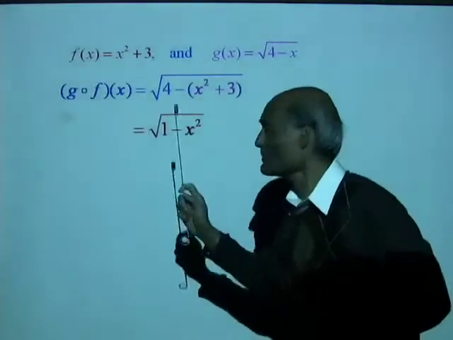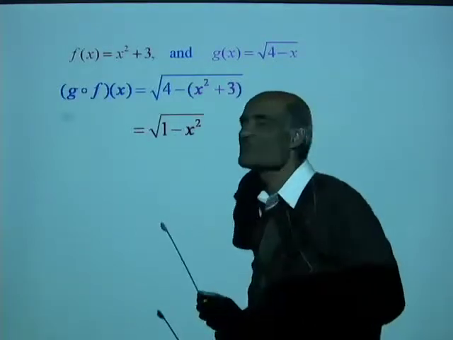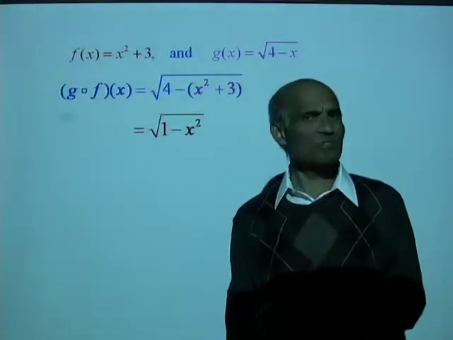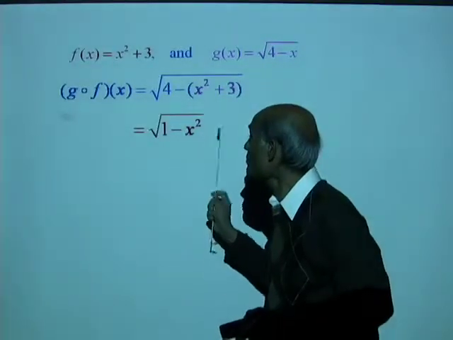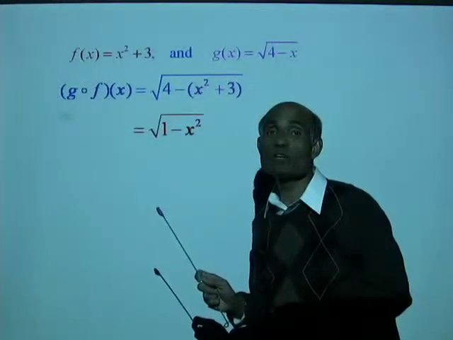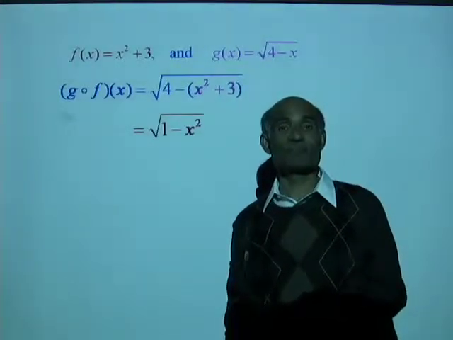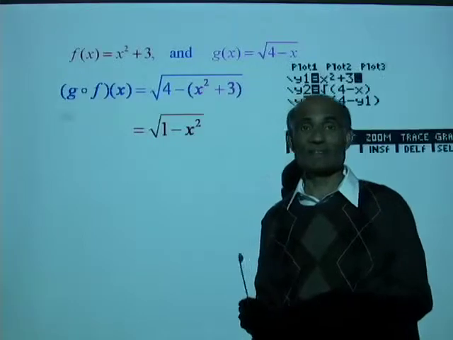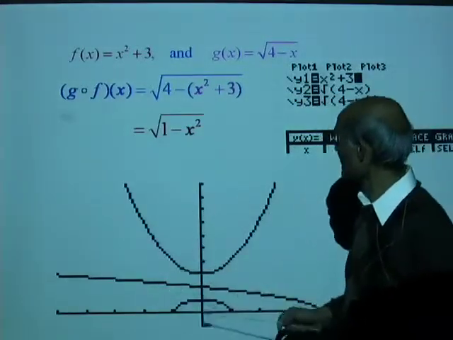What is the domain of this? Can you work it out and tell me what is the domain of square root of 1 minus x squared? How do you do that? Well, 1 minus x squared has to be greater than or equal to 0. Is that right? Yes.